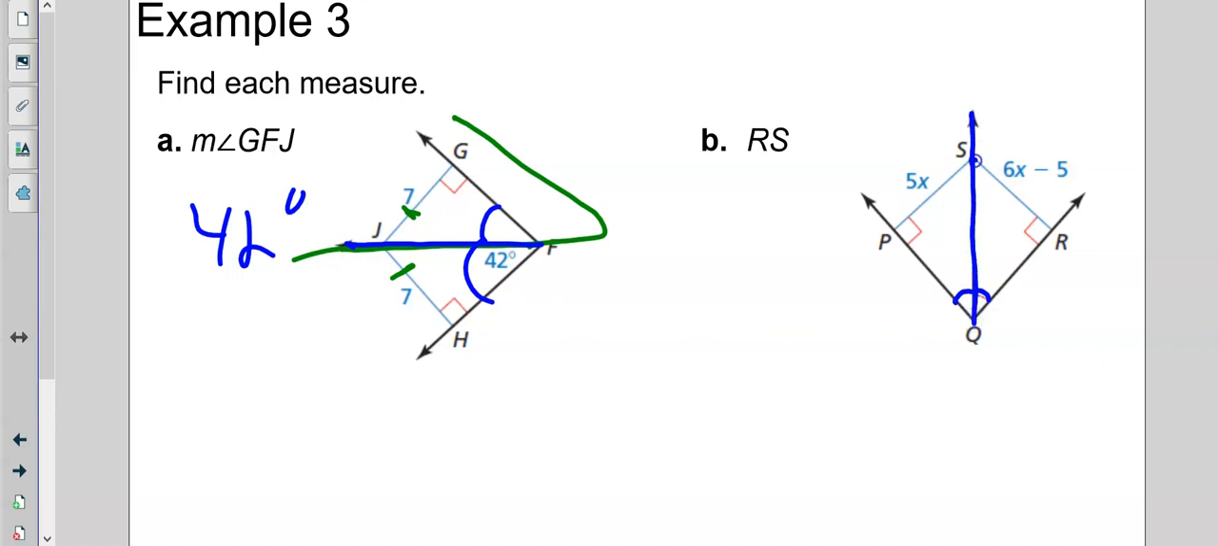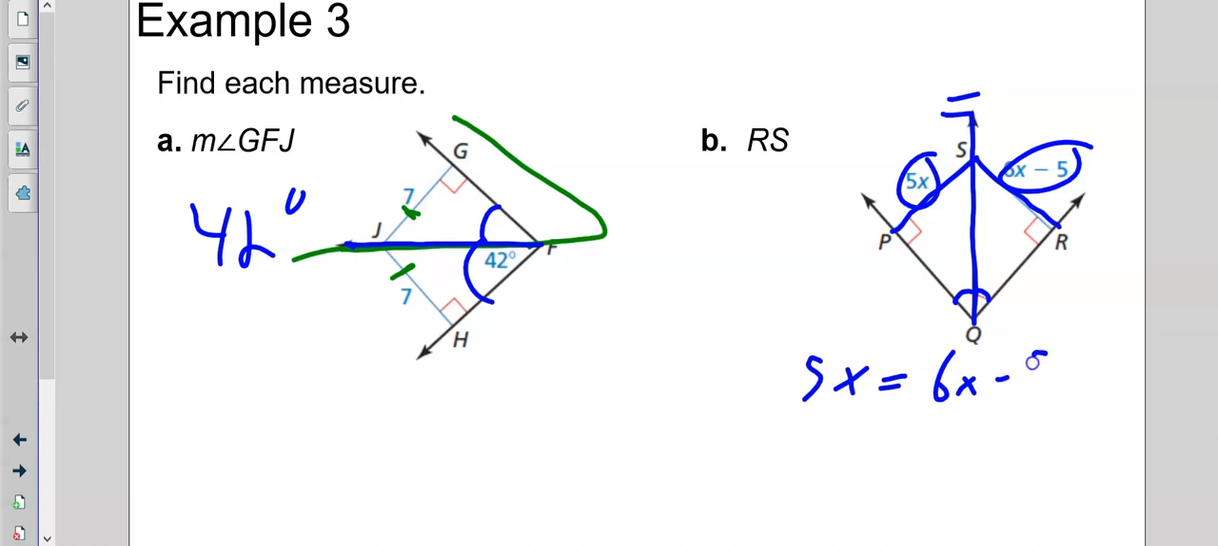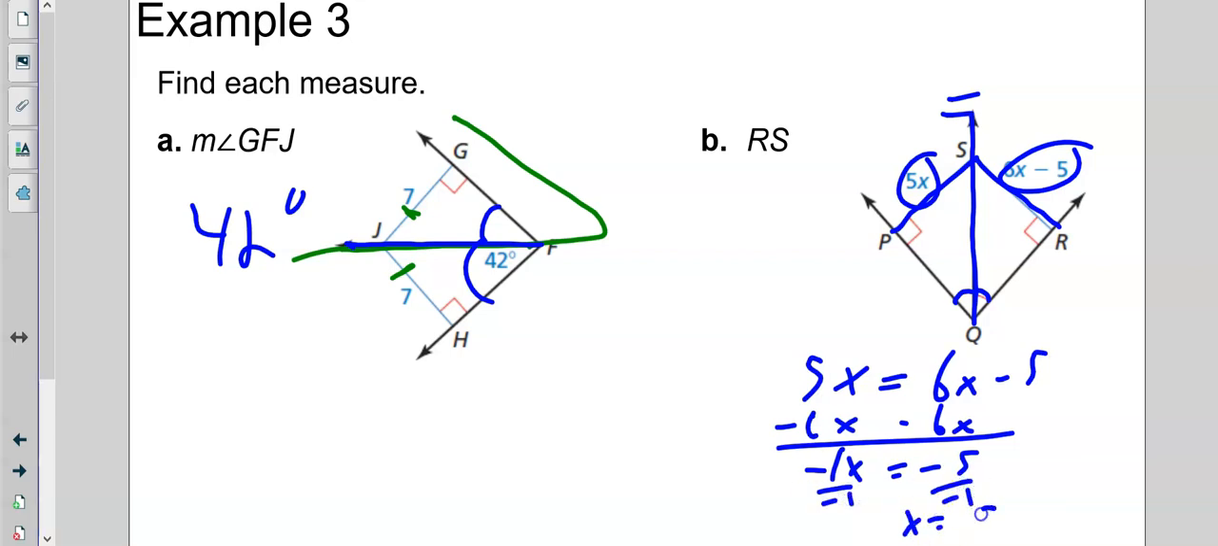All right? Since this line is 90 degrees and this one's 90 degrees to the rays, we know that this is equal to that. So we just set it up that way. 5x equals 6x minus 5. If we subtract 6x, we get, careful, negative x, or negative 1x equals negative 5. We need to divide by negative 1 and get x equals 5.